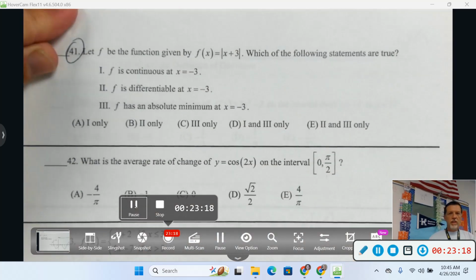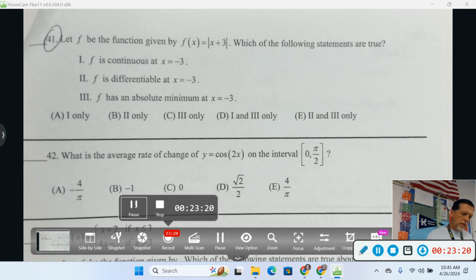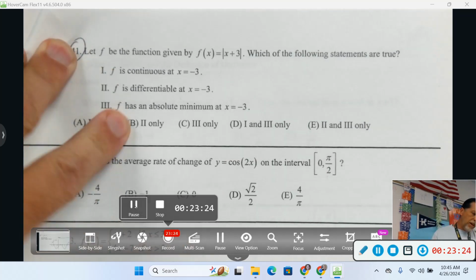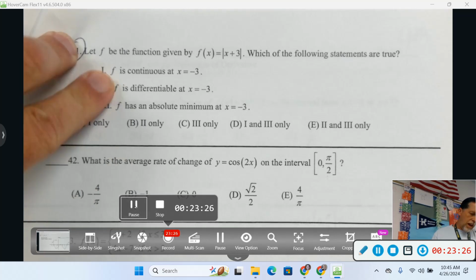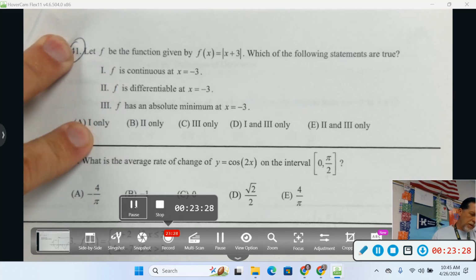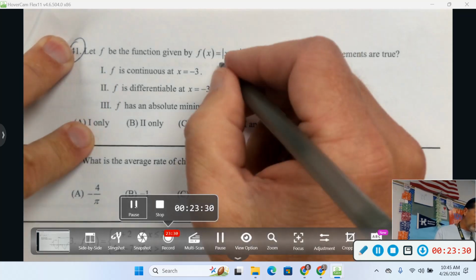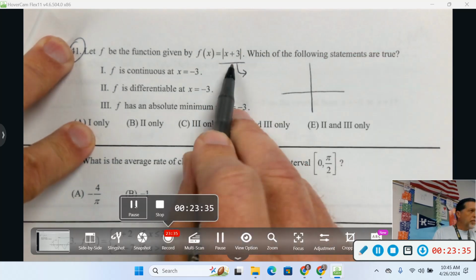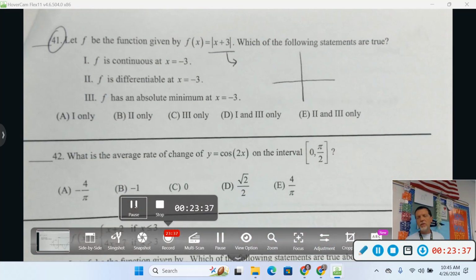41. Let f be the function given by absolute value of x plus 3, and the question asks about continuous, differentiable, minimums. Maybe I should just graph that. I feel like I know what that graph looks like. It's the V, and the plus 3 moves it left 3.